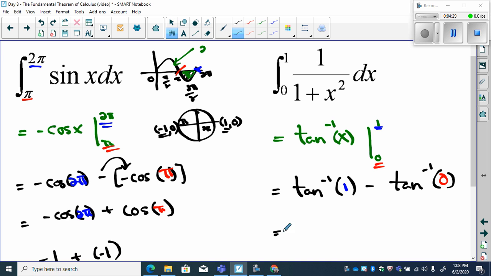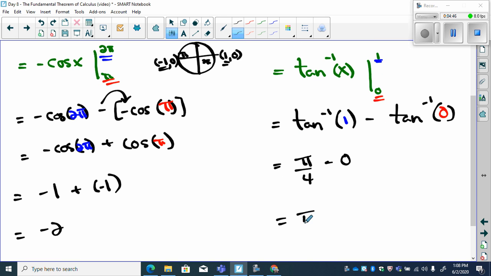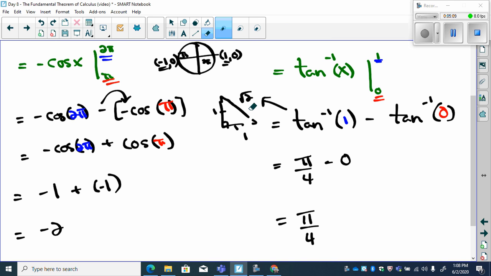Now keep in mind what this is asking you. It's asking you what angle has a tangent value of 1. Well, the answer to that would be pi over 4. And this is asking you what angle has a tangent value of 0, the y divided by the x. That would be a 0. So I end up with pi over 4 minus 0, which gives me pi over 4. And it might help if you remember this triangle from pre-cal A. This side is 1, this side is 1, the hypotenuse is root 2. So the tangent of pi over 4 is 1 over 1. It's not a very nice looking pi over 4, but that's what it says.